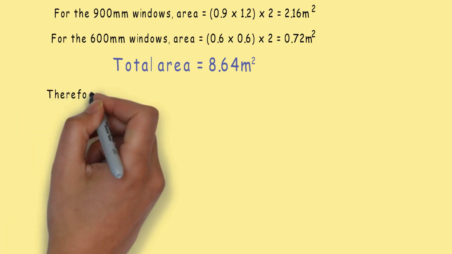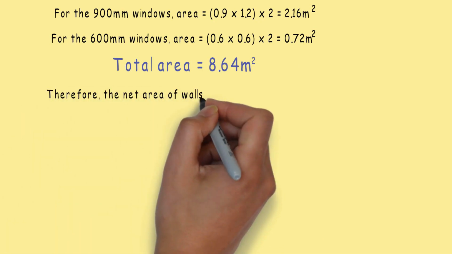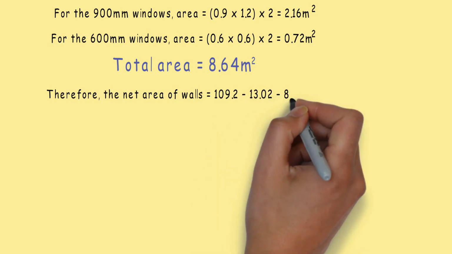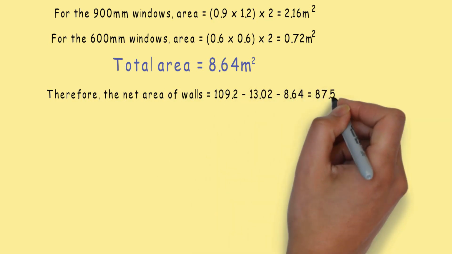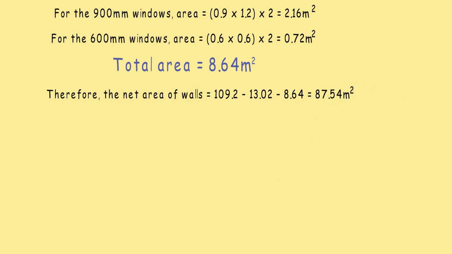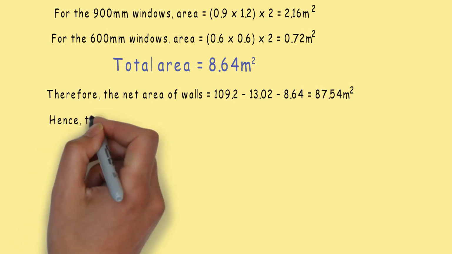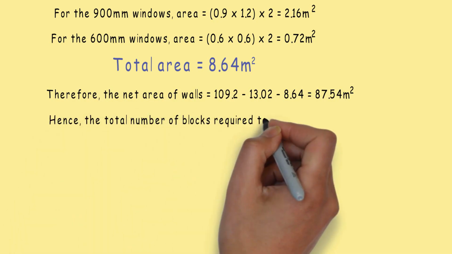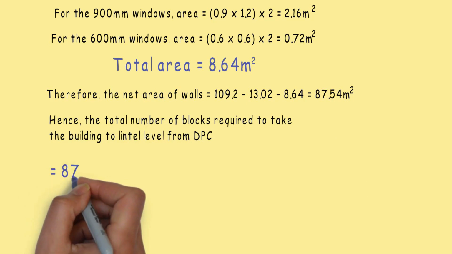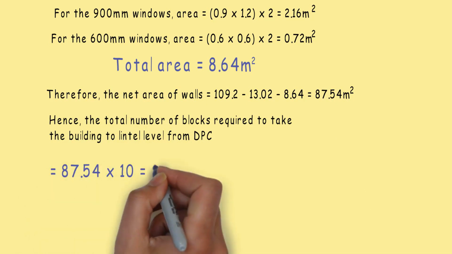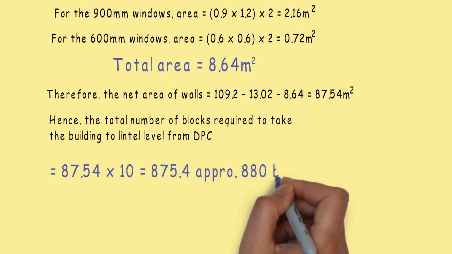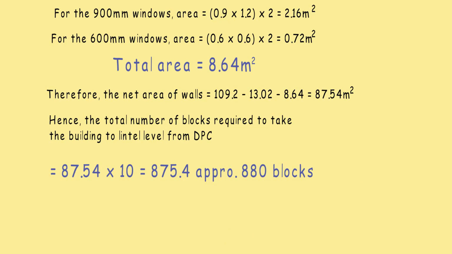Therefore, the net area of the walls equals 109.2 minus 13.02 minus 8.64, which will give us 87.54 meters square. Hence, the total number of blocks required to take the building to lintel from the DPC will be 87.54 multiplied by 10, which gives us 875.4, approximately 880 blocks.